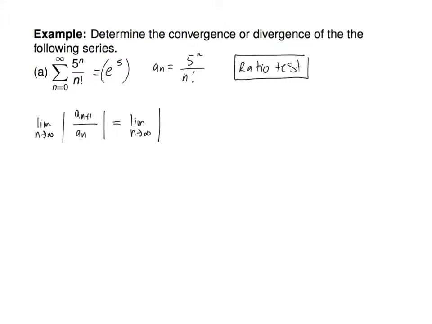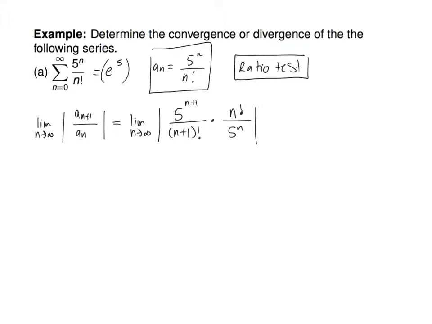Now what a_{n+1} means is stick n plus 1 into that formula that I have written down for a_n. So if I stick n plus 1 into this, what do I get? 5 to the n plus 1 over (n plus 1) factorial, right? Dividing by a_n is the same as multiplying by its reciprocal. Do you buy that? So I can say multiply by n factorial over 5 to the n. Is everyone okay with that? Okay. And now the question is how to simplify this.